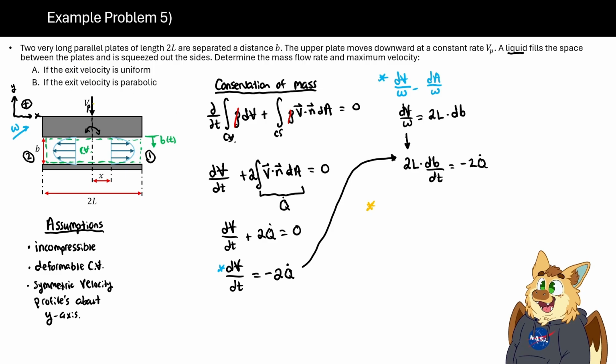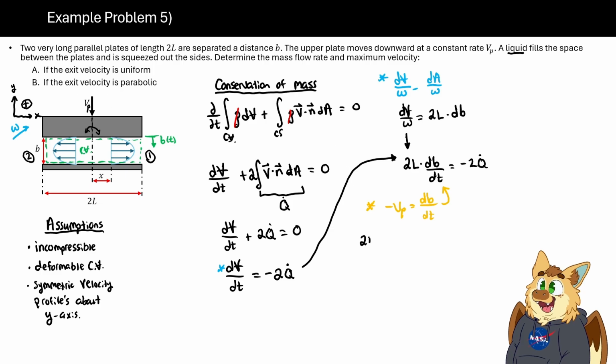Our VP is going in a negative y direction, so negative VP is just going to be equal to change in distance over change in time. Let's just write out what it actually is. Our distance here is dB, that's the change in distance that our plate is moving, and our time change is just dt. So that's essentially the substitution that we can make into this term right here, which allows us to write an equation in terms of the velocity of the plate.